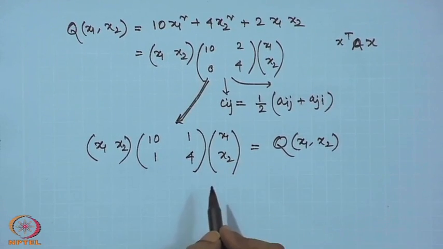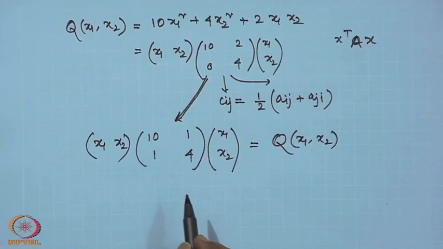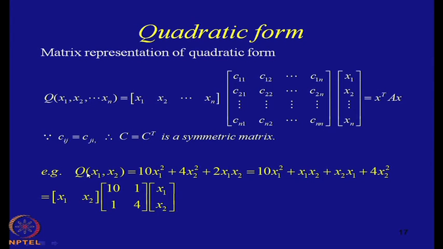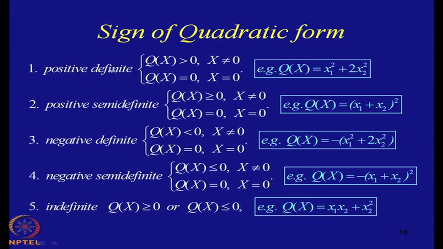Thus, in general, the quadratic form is related with the symmetric matrix in matrix algebra. That thing has been written here, that Q of x1 x2 has been written in the quadratic form x^T C x, as I have just told you. Now, we will see further properties of the quadratic form. It tells us that if the quadratic form is greater than 0, then the corresponding symmetric matrix is said to be positive definite.